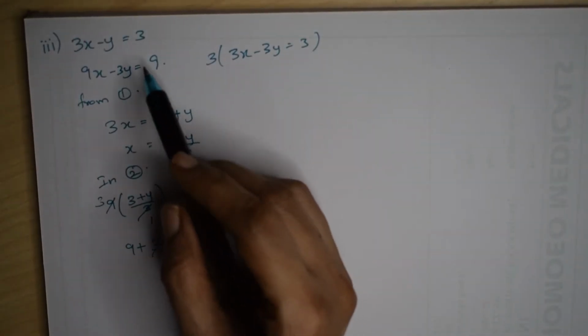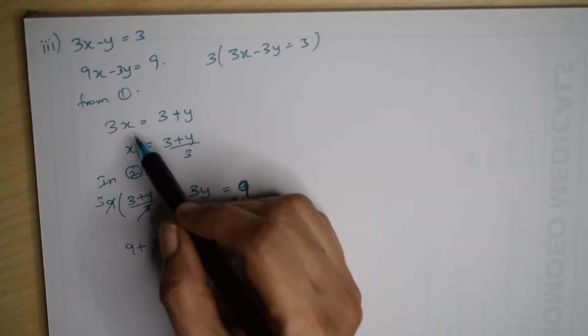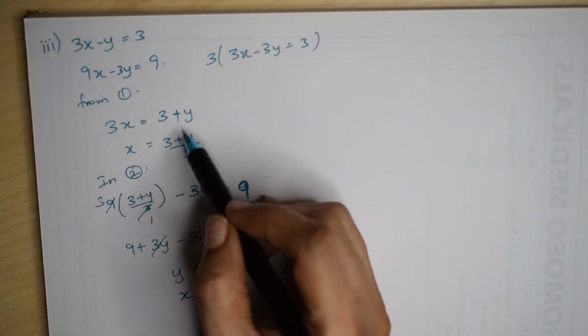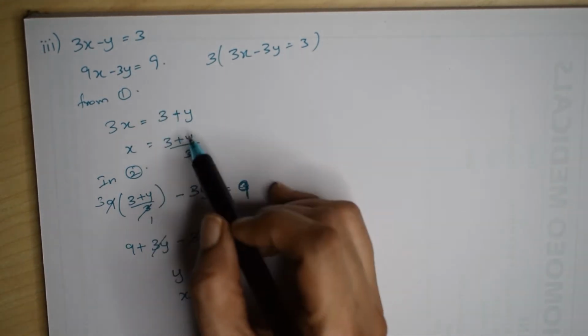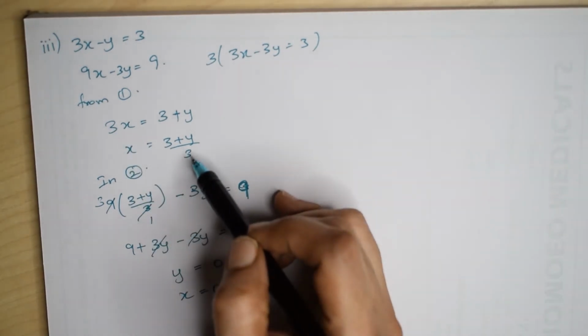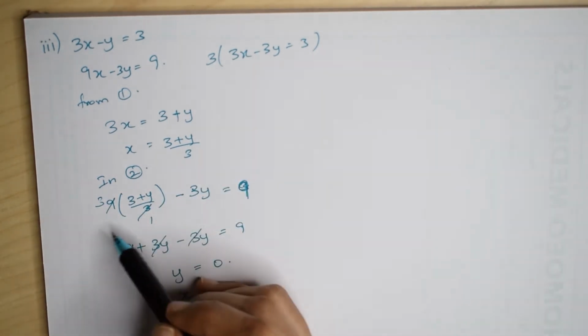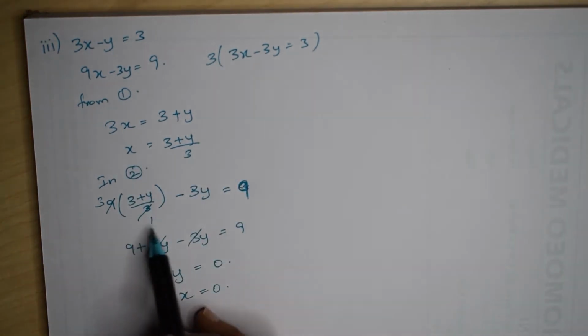These are the equations given, and when I substitute, I find the value of 3x is equal to 3y plus y. From the first equation I have done this, and I have got the value of x. I bring the 3 below here, so I got the value of x. I am substituting the value in the second equation. When I substitute, I get this, right?